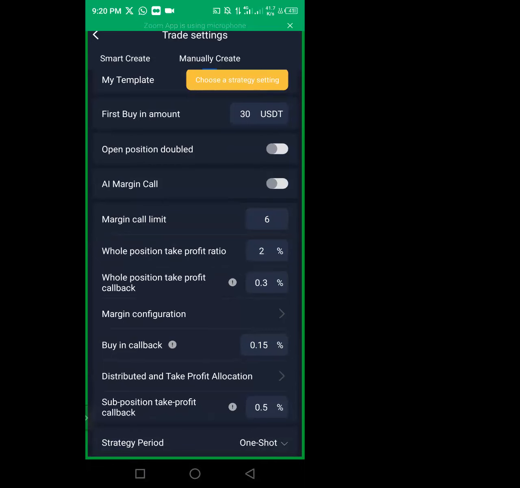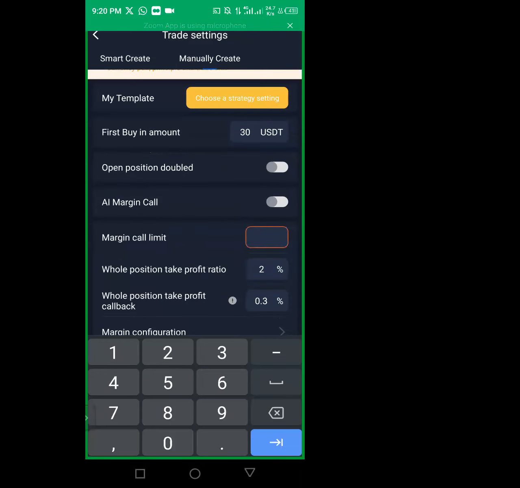If you want to use $50 out of your 70, maybe you want to use $20 to buy margin 1, and $20 to buy margin 2. How many margin call limits will be here? What would be our margin call limit? How many margin calls are we going to use now? I think it's 3 margin calls. No.